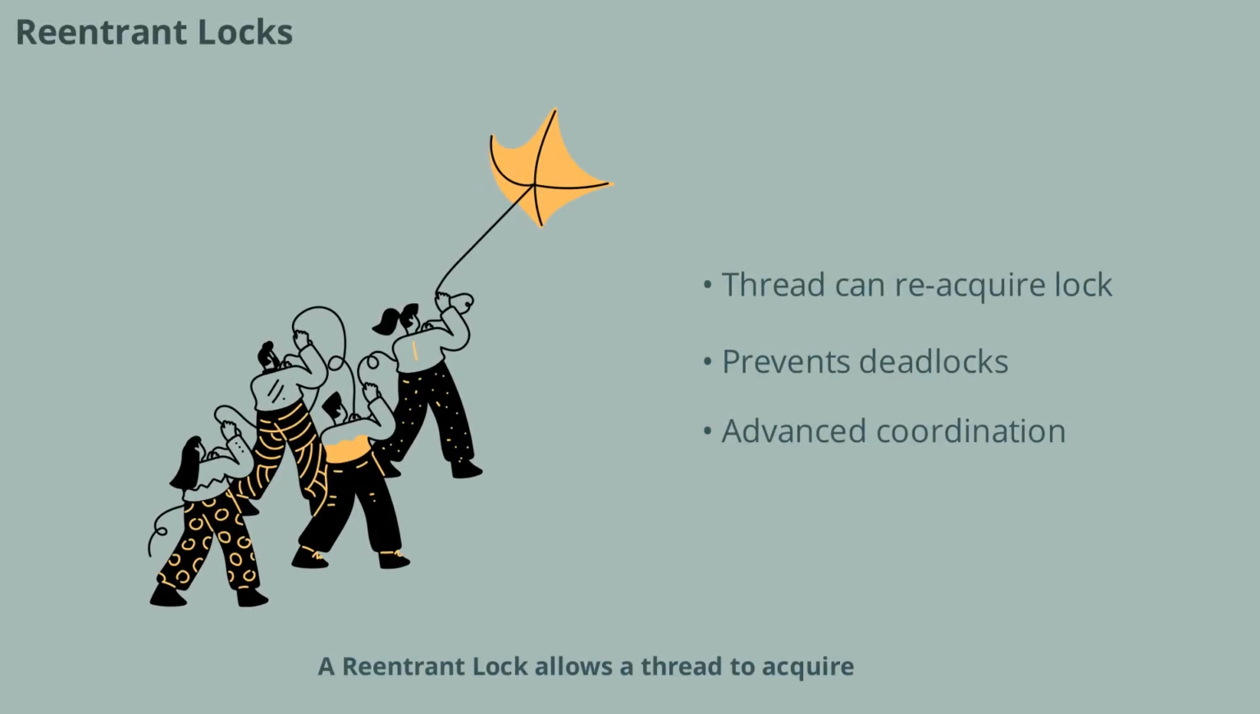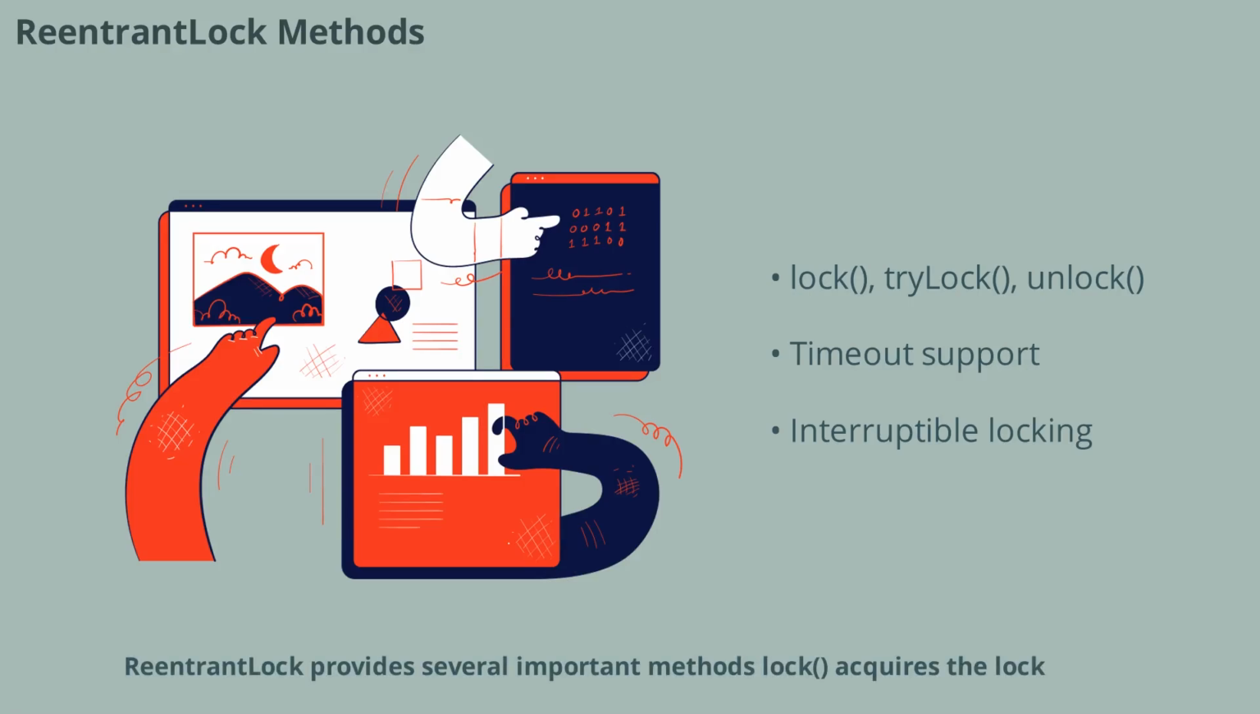ReentrantLock allows a thread to acquire the same lock multiple times without causing a deadlock. This is useful when a thread needs to enter synchronized blocks or methods repeatedly within the same execution flow. The ReentrantLock class provides features like tryLocking, timed locking, and multiple condition variables, making it more flexible than the synchronized keyword. ReentrantLock provides several important methods.